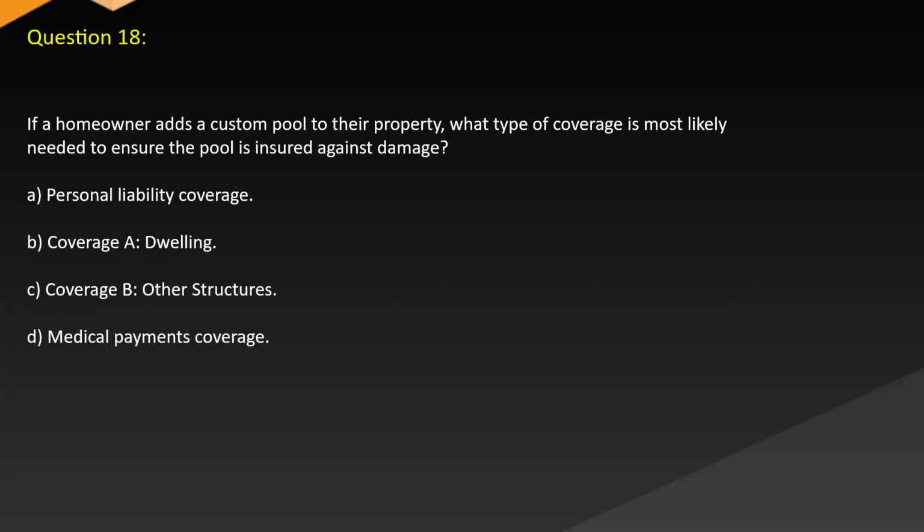Question 18. If a homeowner adds a custom pool to their property, what type of coverage is most likely needed to ensure the pool is insured against damage? A. Personal liability coverage. B. Coverage A. Dwelling. C. Coverage B. Other structures. D. Medical payments coverage.